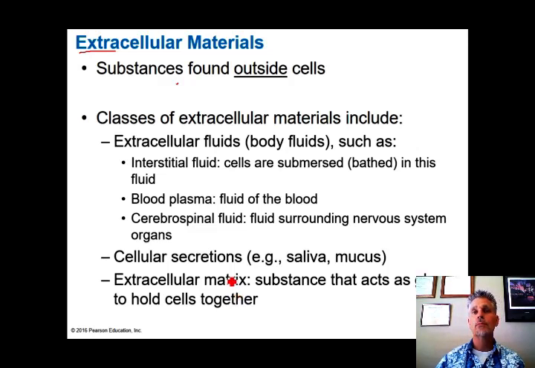Other things that we find outside of cells, extracellular matrix. This is important in terms of a tissue, right? When we have cells that are working together and often associated or stuck together, it's this extracellular matrix like glue which adheres them to one another.